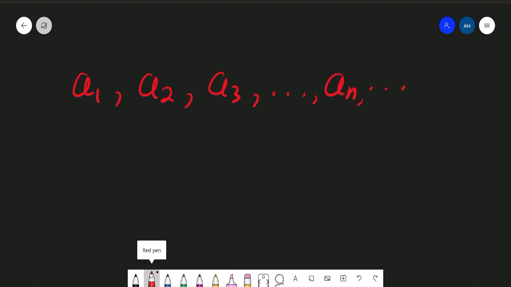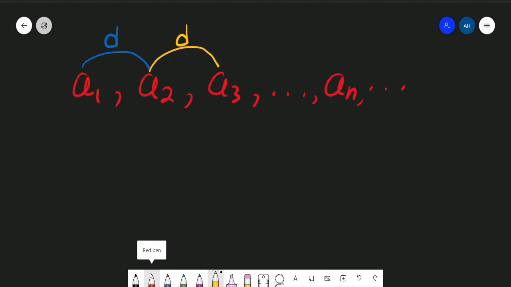So the difference between the first term and the second term, that is the difference between A1 and A2, is D. That is the common difference, we call it. The same thing, the difference between the second term and the third term, also D. That is the common difference. It is the same as we go along the sequence. The difference between any two consecutive terms will be equal to D.